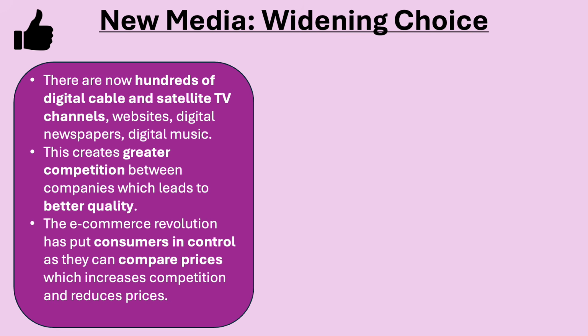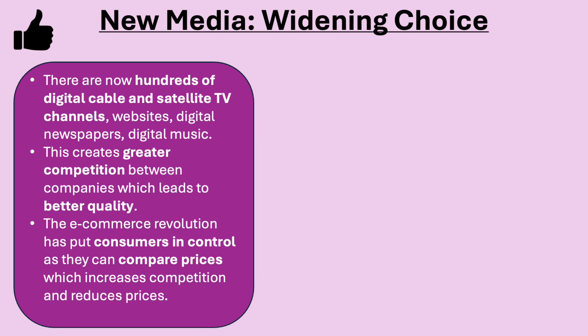So, strengths and weaknesses are the widening of choice in the media. There are now hundreds of digital cable and satellite TV channels, websites, digital newspapers and digital music. Like I was saying earlier, we have a surplus amount of choice now. This creates greater competition between companies, which leads to better quality.